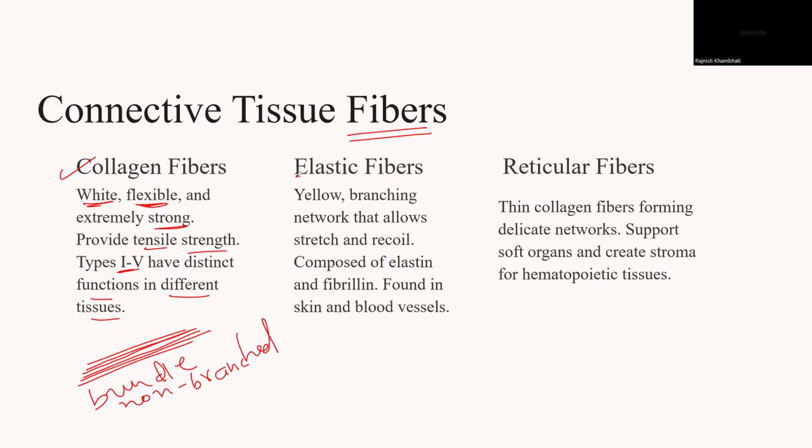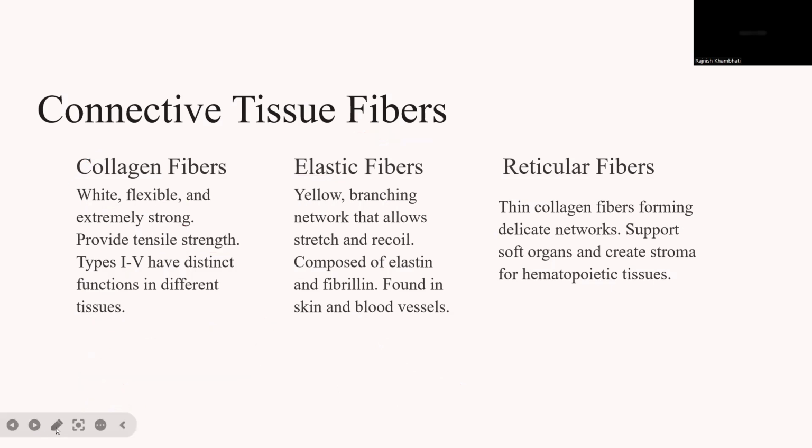Then second is elastic fiber. They are yellow in color, branching, and not in bundles. If I draw the diagram, you can see this is the diagram of yellow fiber. Let me take a yellow pen. This is yellow fiber. It is yellow in color and it is branched. They form a branching network that allows stretch and recoil, so they show elasticity. If you stretch them, they will recoil again.